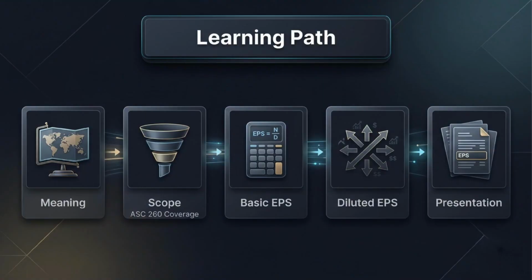Here is the learning path for this first video. We will first understand what EPS measures, then who must report it under ASC 260, then how basic EPS and diluted EPS fit into the framework, and finally how EPS is presented. Later videos will slow down and isolate each calculation area. That matters because EPS becomes much easier when you do not mix everything together. First, build the filing cabinet, then put each rule into the right drawer.